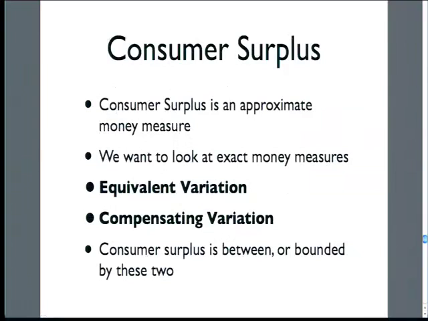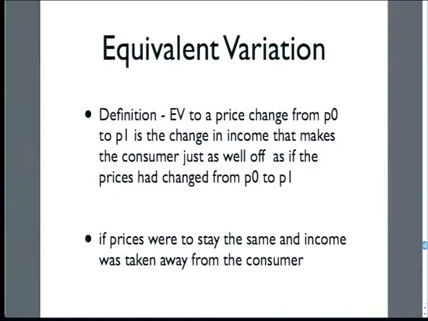So I'm not going to get too much into this, but we have two measures that we do in environmental economics. We have equivalent variation and compensating variation that are two exact money measures going back to indifference curves. You can read through this in the book. So equivalent variation, the definition is if we have a price change, we will look to a change in income. So price changes are going to change the slope of the budget constraint, and income is going to change the level up or down of the budget constraint.